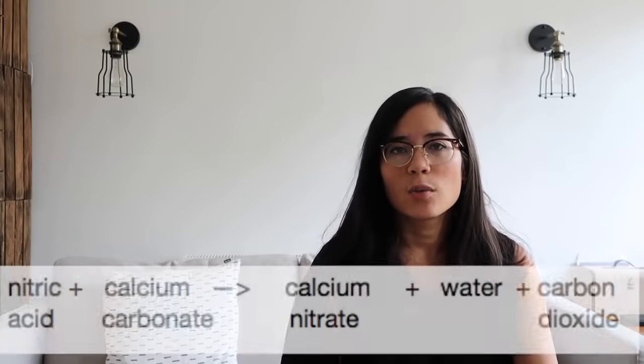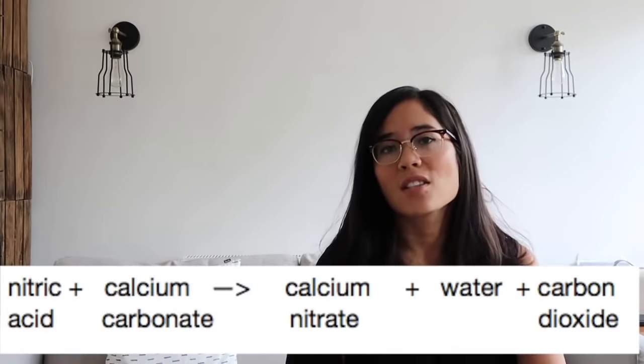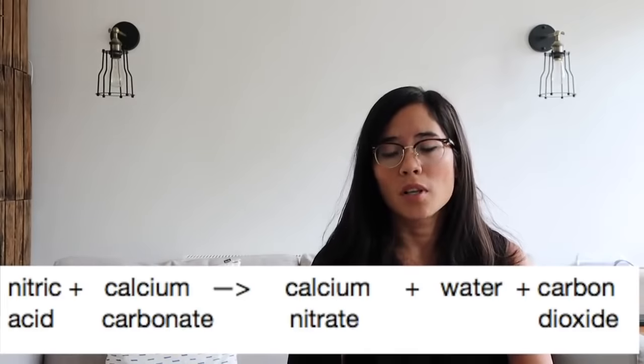It's really odd when people write carbon dioxide coming out on the right hand side if there was nothing that contained carbon on the reactant side. So taking a metal carbonate, we'll take calcium carbonate, we'll react it with nitric acid, and we're going to produce calcium nitrate plus carbon dioxide plus water.